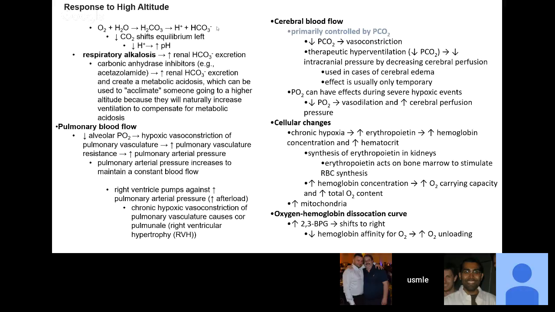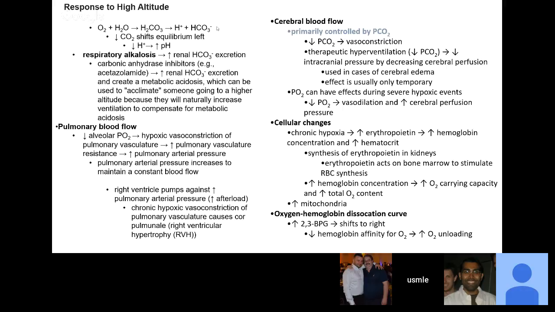So the pulmonary blood flow, as we saw earlier, the PO2 decreasing leads to hypoxic vasoconstriction, and you're going to have brain vasodilation happening. If you have vasoconstriction of the capillaries within the lung, that means you increase the resistance. If you increase the resistance, you're going to increase the pulmonary arterial pressure, and this is what actually creates the edema itself.